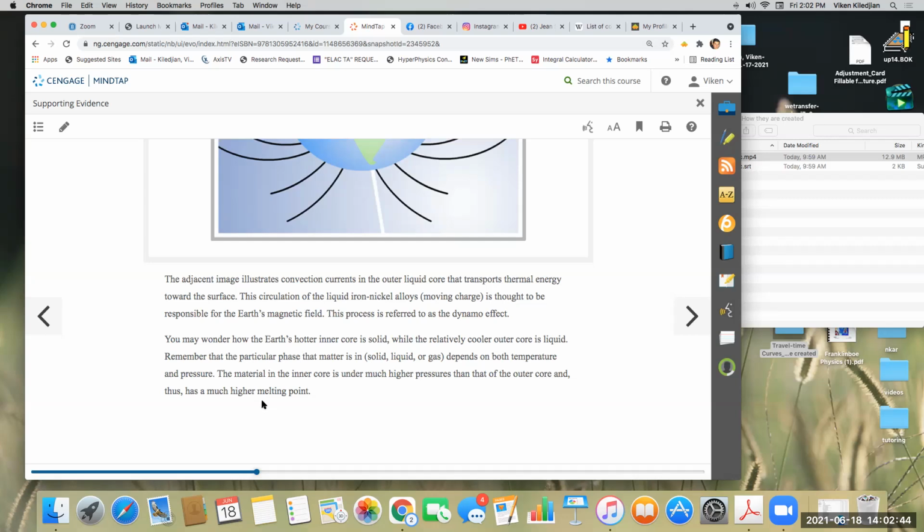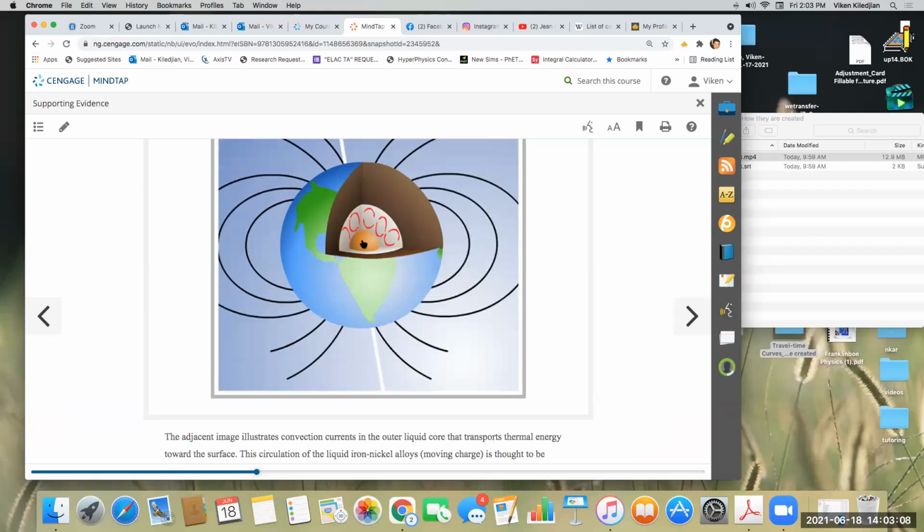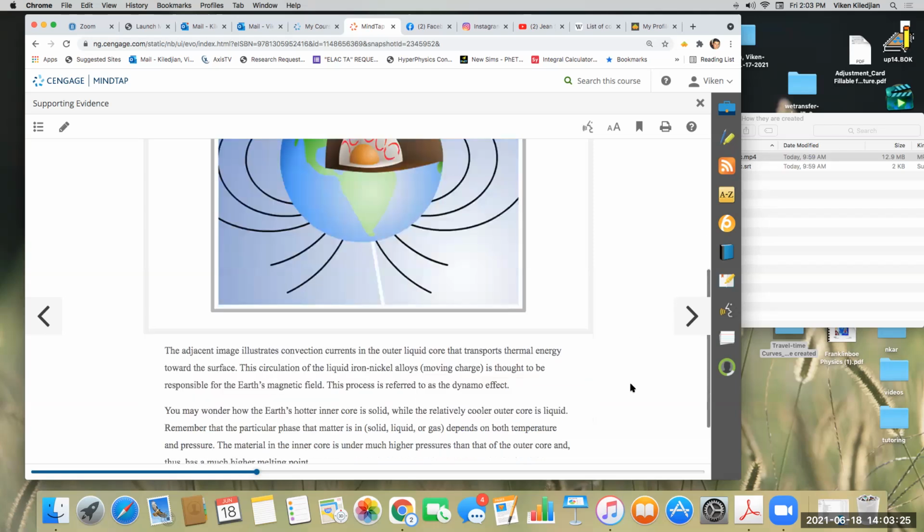You may wonder how the Earth's hot inner core is solid while the relatively cooler outer core is liquid. Remember that the particular phase that matter is in depends both on its temperature and pressure. The material in the inner core is under much higher pressure than that of the outer core, and thus has a much higher melting point. So the solid core, which is inside of the liquid core, you would think would be even more melted because it's hotter. But because of the higher pressure, it changes back to solid because its melting point rises. You see, that's what turns it back to a solid.